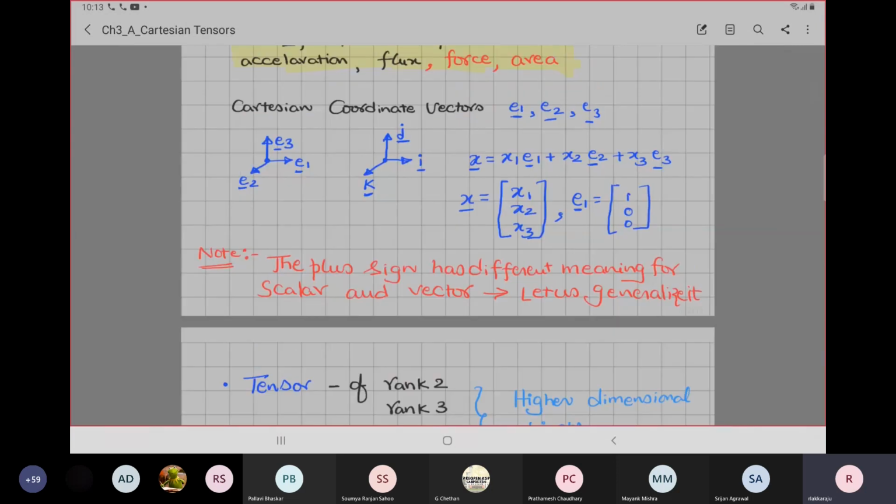Now the question really comes into the picture. The summation plus sign for scalars, 5 units plus 3 units, is pretty straightforward. For vectors, what the plus sign means is a bit ambiguous. Only component-wise will we be in a position to add, that means only scalar addition we usually bring into the picture. So x1 e1 plus x2 e2 plus x3 e3 has a more specific meaning compared to x1 plus x2. That formalism we would like to generalize for any kind of higher dimensional object.